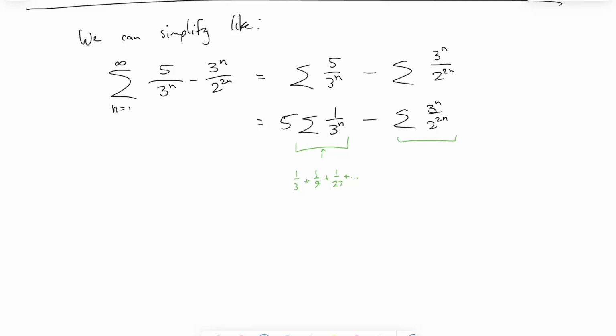This one here, these terms look like, this is a little more complicated, but I'm just going to plug in n equals 1. I get 3 over 2 to the 2. That's 3/4. n equals 2, I get 3 to the 2 over 2 to the 2 times 2. Just the first two terms should be enough for us to find the a's and the r's, right?